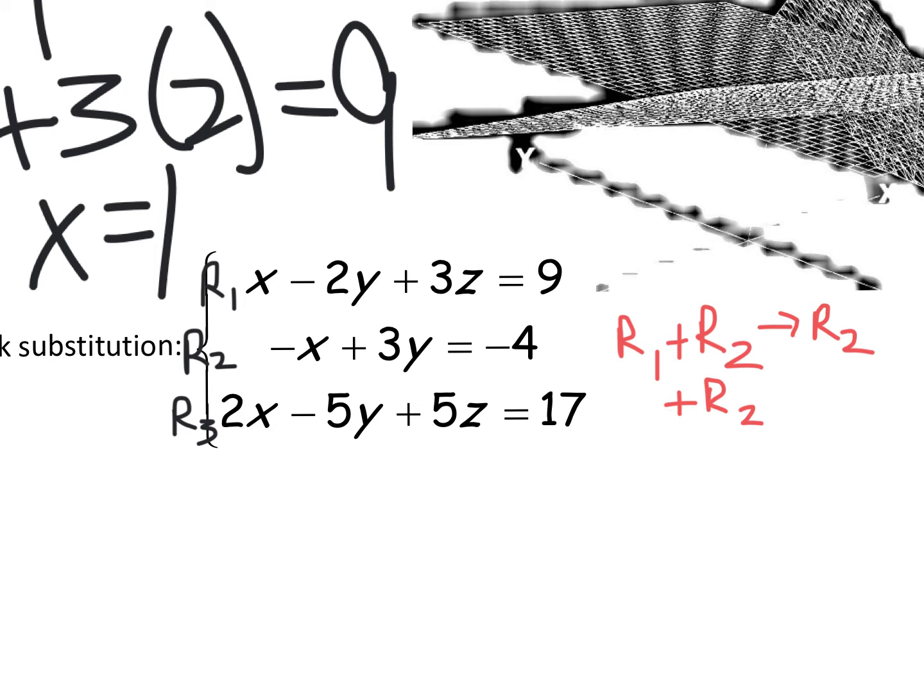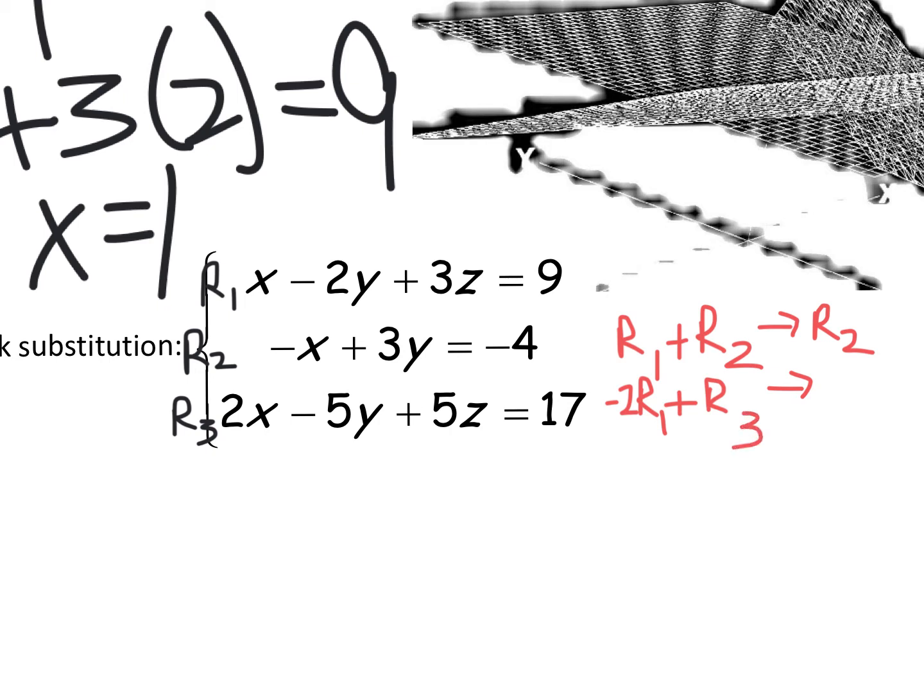For row 1, I need to multiply this by negative 2 in order to add it with that. So over here, I'm going to write negative 2 times R1, and whoops, I need to correct this. This is not supposed to be row 2. This is supposed to be row 3.